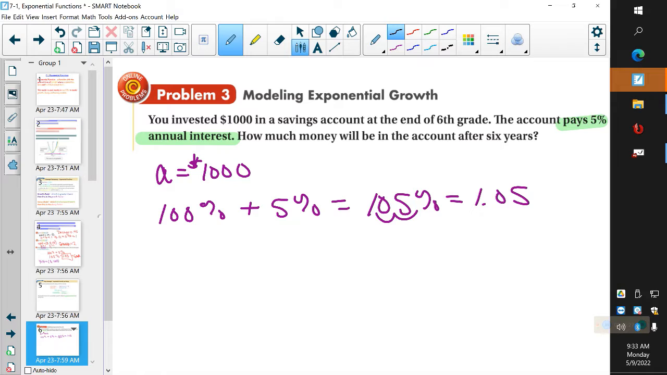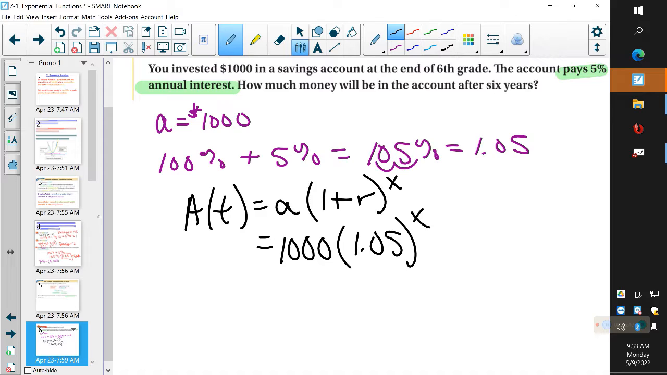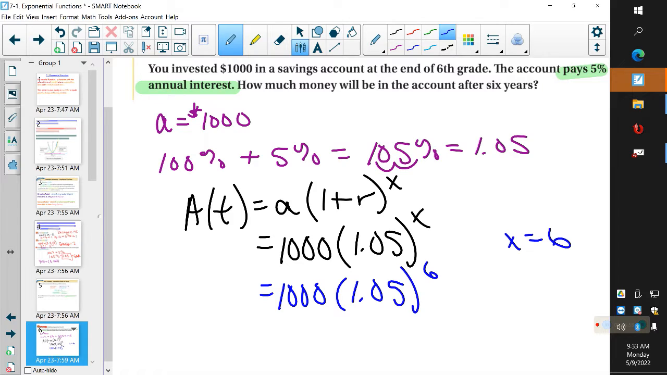So my equation is going to be A of t is going to be a times 1 plus your r to the x power. Well, a is the initial amount, which is the 1,000. And we already know that this whole thing is going to be your 1 plus your 5%. So this is 1.05 to the x power. That's my equation. Your x is going to be how many years you have this in your account. So this is going to be 6 years. So I'm going to have 1,000 times 1.05 to the 6th power.